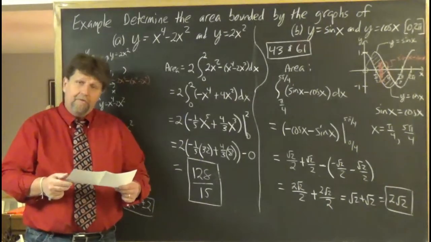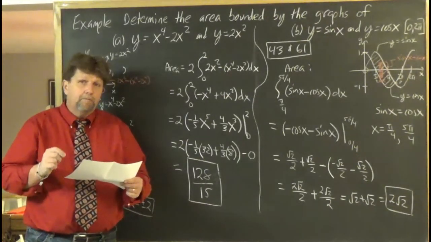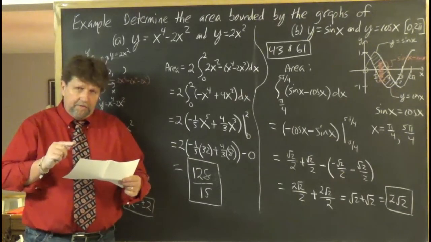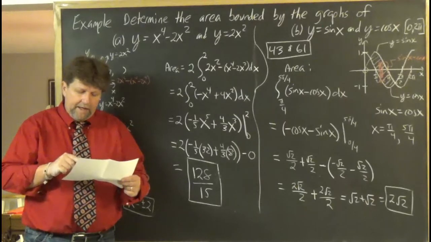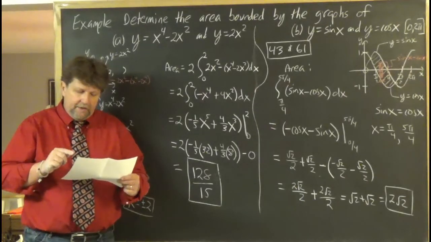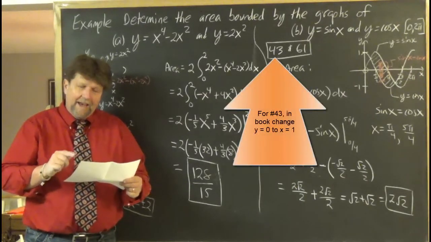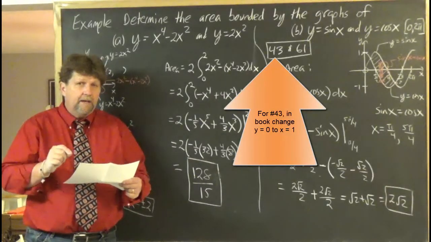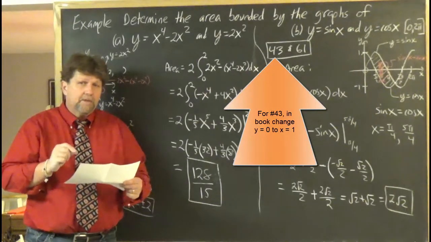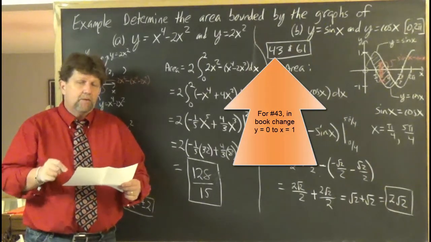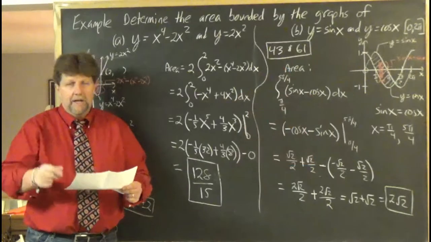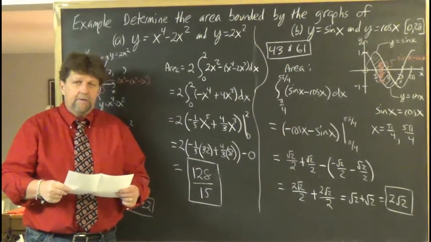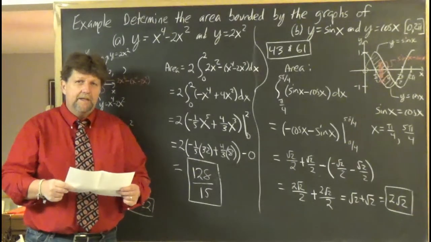Quick comment on number 43. There's a typo in your book. I need you to change in the book for number 43 where it says y equals 0. I need you to change that to x equals 1. So for number 43, change y equals 0 to x equals 1. All right, so now pause the video, do 43 and 61, and then restart the video when you're done. We'll see how you did on them.